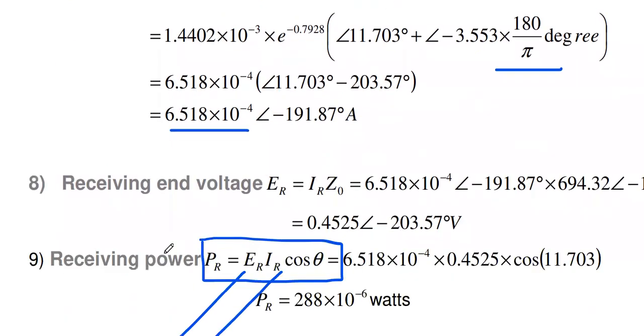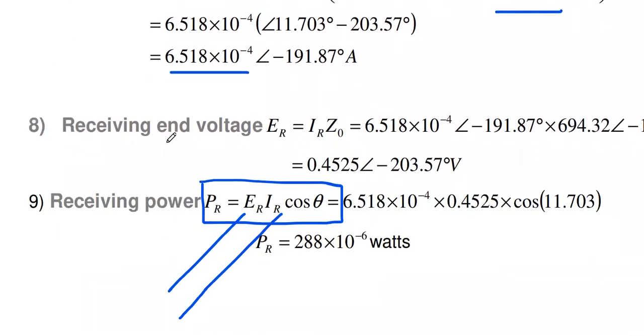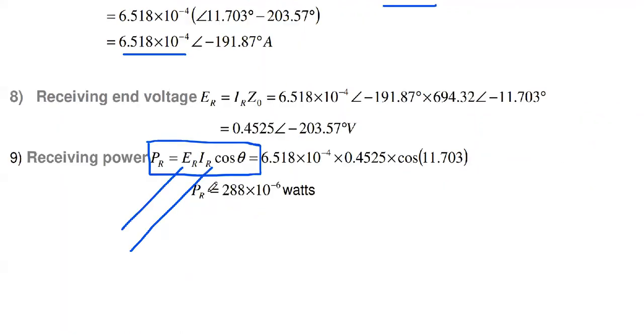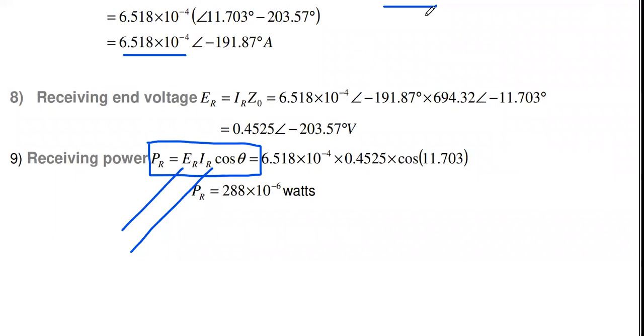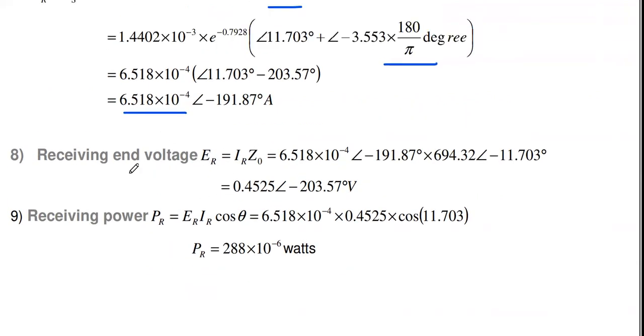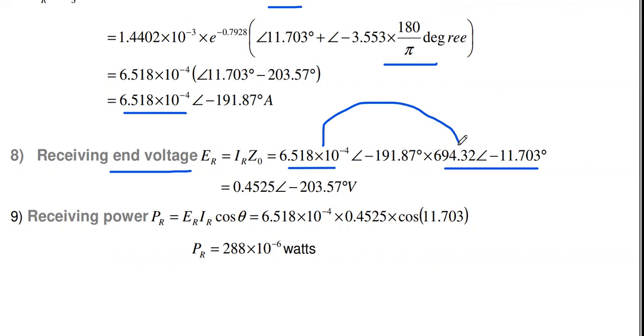So after calculating the received current, we have to calculate the receiving end voltage, since in order to find out the received power, we have to calculate both receiving end current and receiving end voltage. Receiving end current we calculated, so then we have to calculate receiving end voltage. It is nothing but receiving end current into characteristic impedance. The magnitude you multiply, the angle you just add. So this is the receiving end voltage.